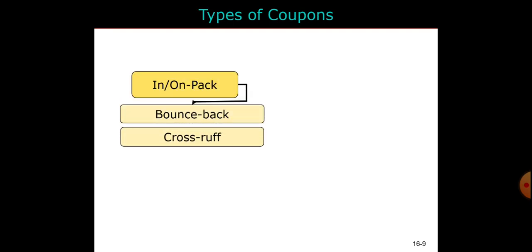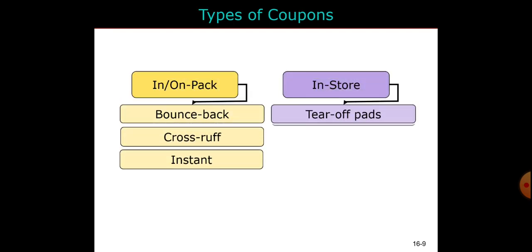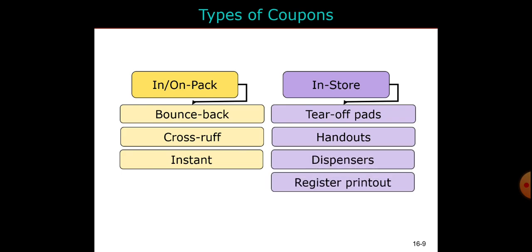What are the types of coupons? In or on the pack. Bounce back: bounce back coupons are those which are offered to a customer who comes for a repeated purchase. He buys once and then he goes to buy the same again. That is when he can use that coupon for redeeming the points or redeeming the cash offer. That is called bounce back.